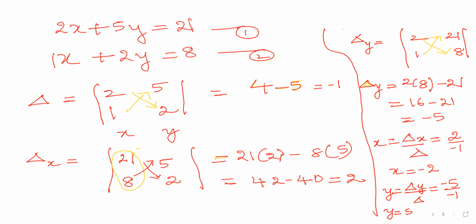This is the Cramer's rule, the determinants method. This will be helpful for students of grade 11 and above. The next method is the matrix method. So in this, what do we do? I have to write this in the matrix form as AX is equal to B.